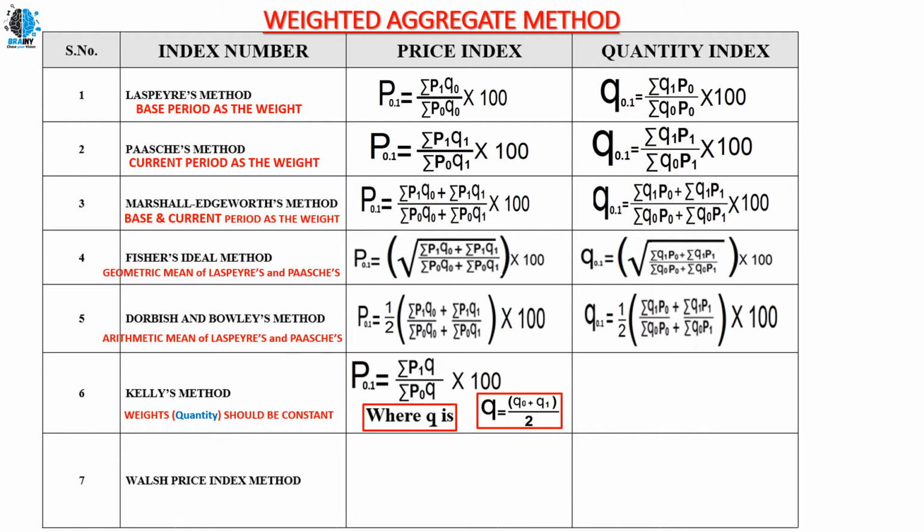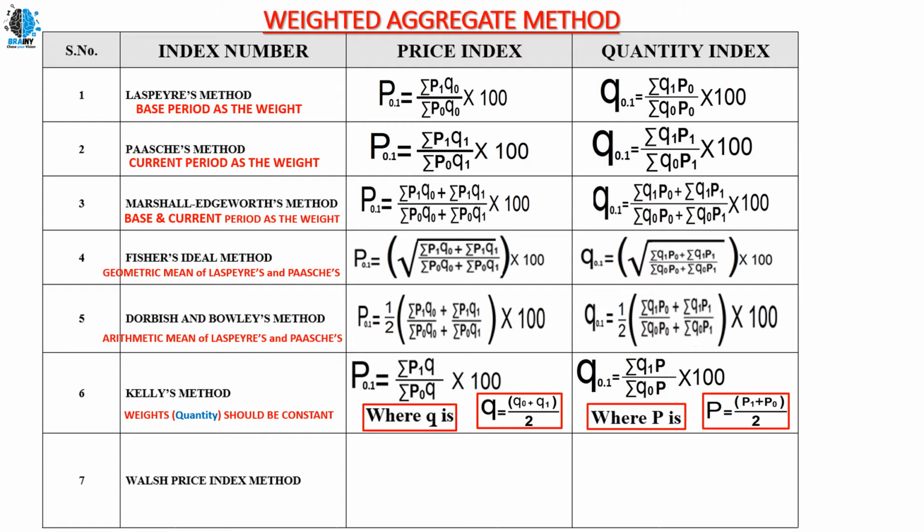So in Kelly's method, the weight constants are calculated with the help of arithmetic mean. Same case with our quantity index. This is the formula of the Laspeyres method of quantity index. In this we were having P0, now it is only P here in Kelly's method. So what is P here? P is equal to the arithmetic mean of current year price plus base year price, divided by 2. Clear with this? So these are all about our Kelly's method.